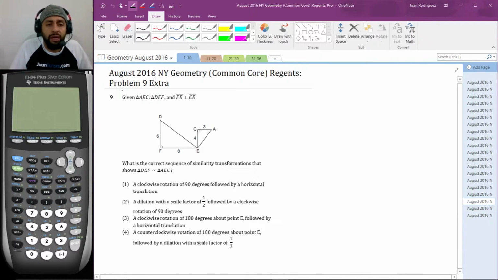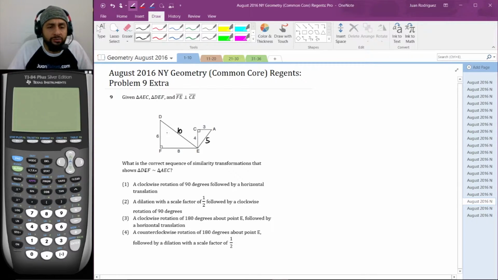So here's the problem. Given triangle AEC and triangle DEF, and FE is perpendicular to CE. So the exact information is as before. This side is length 10, this side is length 5. What is the correct sequence of similarity transformations that shows triangle DEF is similar to triangle AEC?